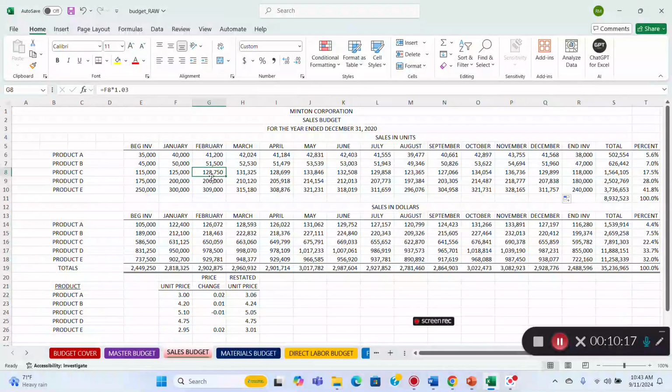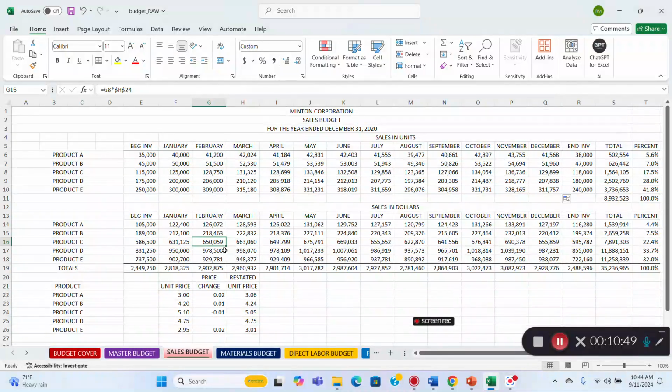Now, again, the selling prices are down here. So all I'm doing is multiplying product C for February times the product C selling price that we've restated based upon our increases that we plan to get, or decreases, depending. And so in this case, I expect $750,059 in February sales.